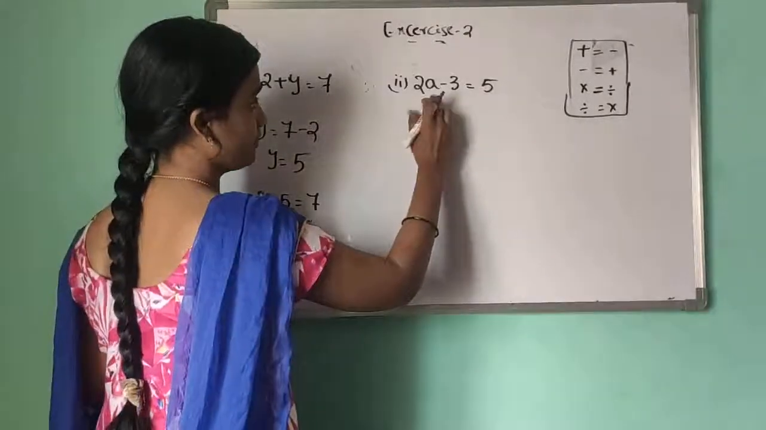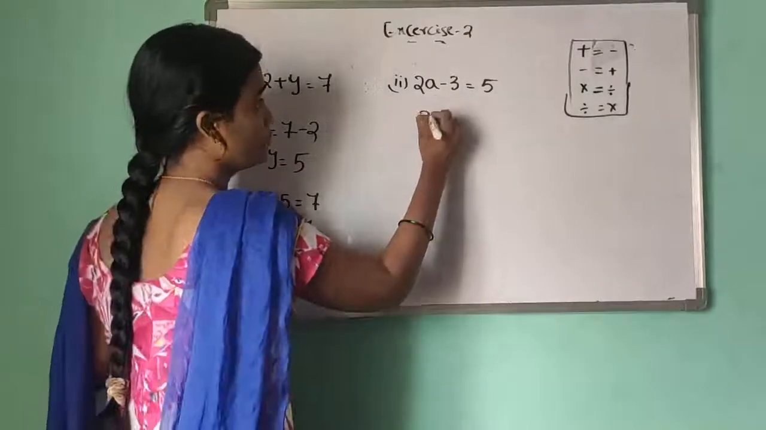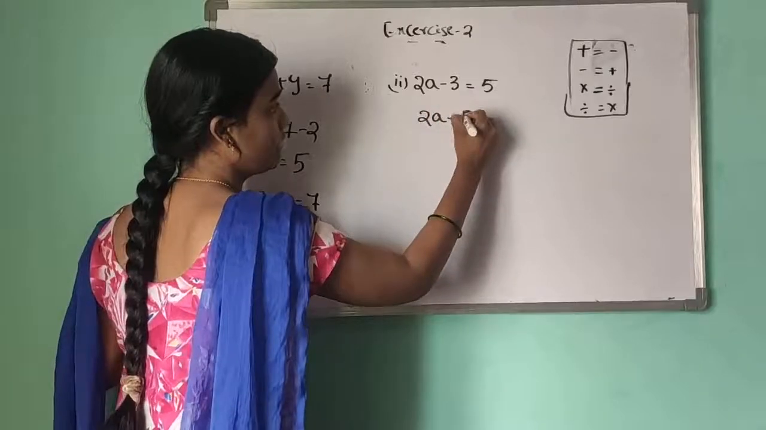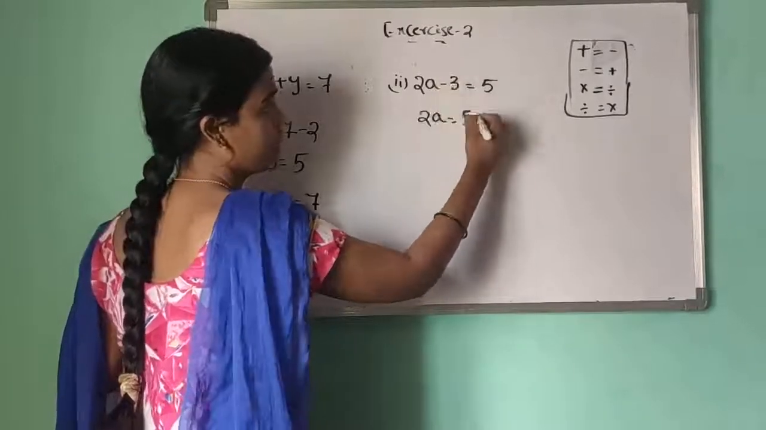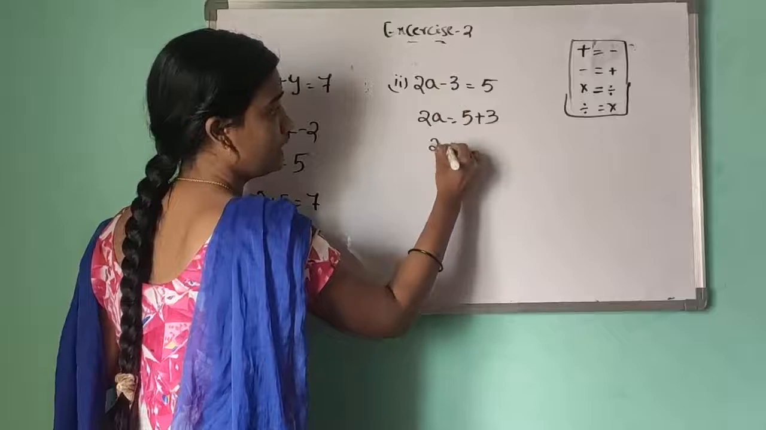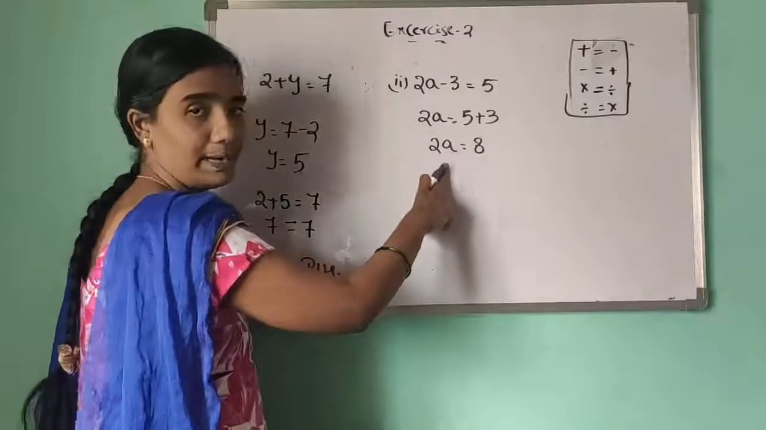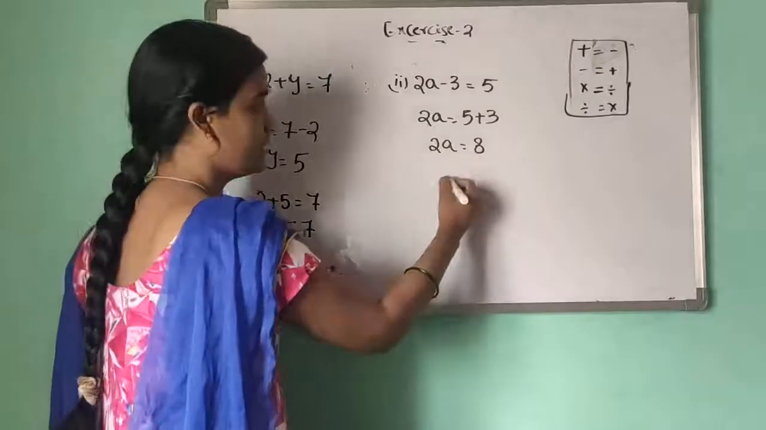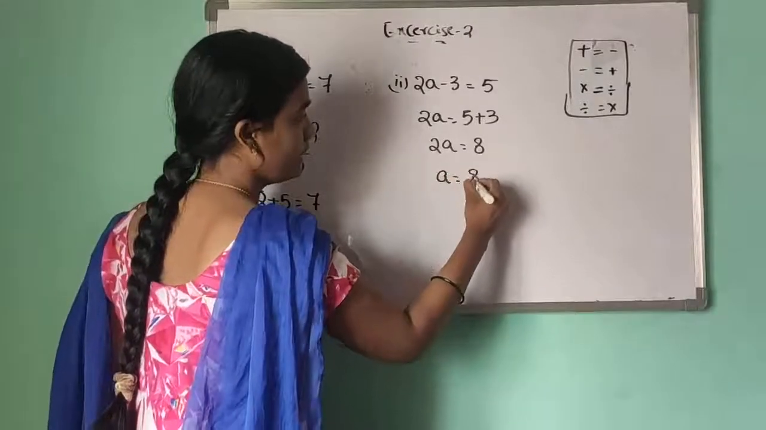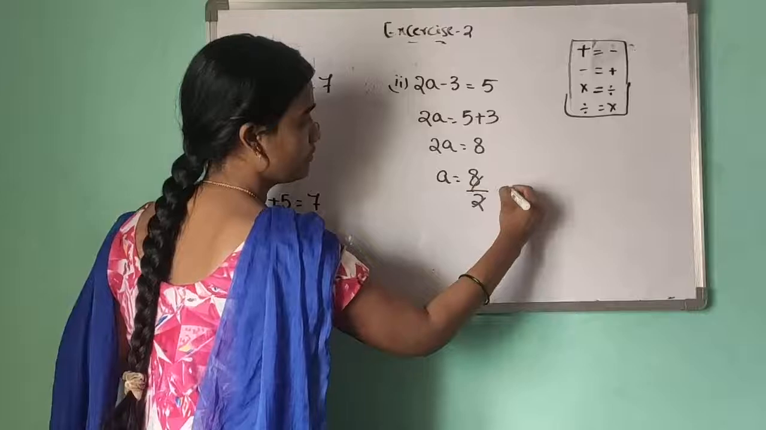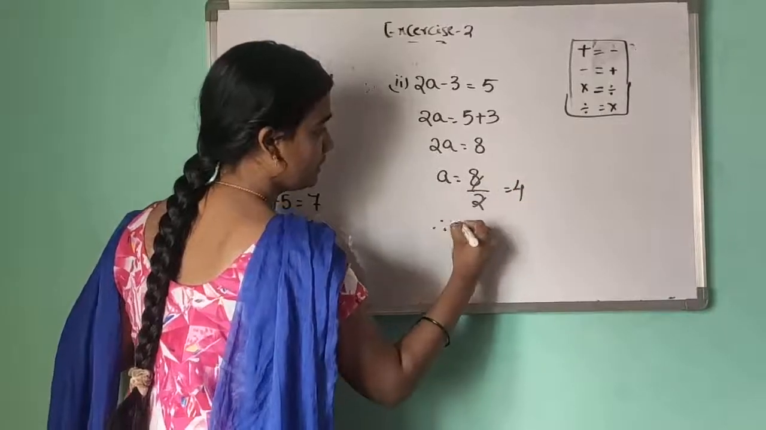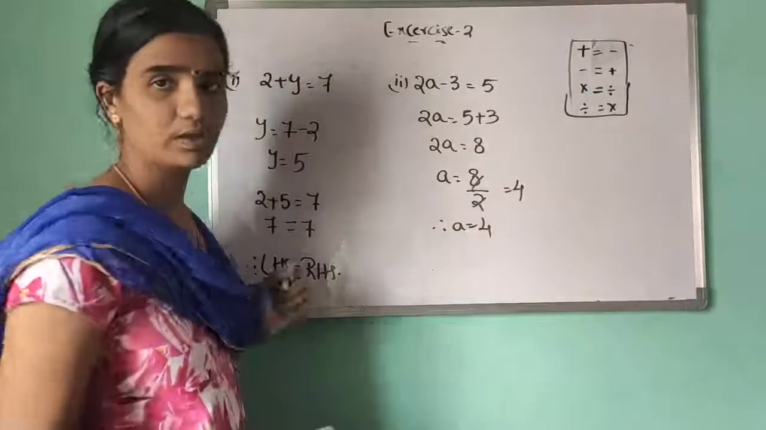Okay. So coming to the second one, we have to find the a value. So 2a equal to 5. Here minus 3 will become plus 3, right? 2a equal to 8. Here 2 into a is multiplication, it will become division, right? a equal to 8 by 2. That means 4 times. Therefore a equal to 4.